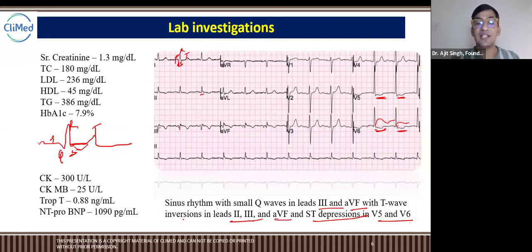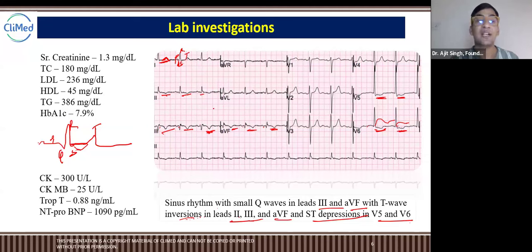Now look at the inversions. T wave inversion is in leads 2, 3 and AVF. T wave is usually upward. In lead 1, the T wave is normal, upright. But look at lead 2, the T wave is inverted. Even in AVF, the T wave is inverted. This is a direct sign of myocardial infarction.